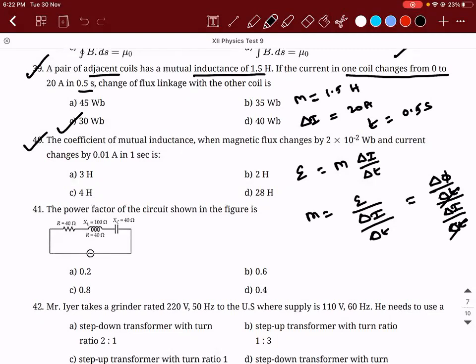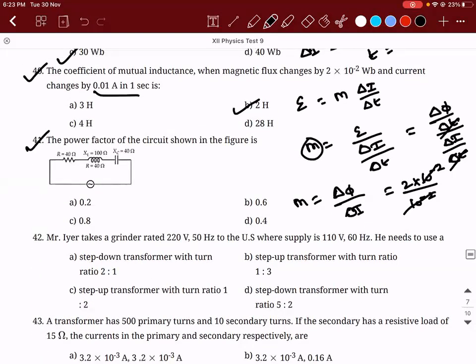Now, since they have given the change in flux and the change in current per unit time, we need to find M. So again, delta phi by delta I only. So that is 2 into 10 power minus 2 divided by 10 power minus 2. Cancel it. Answer will be 2 Henry.